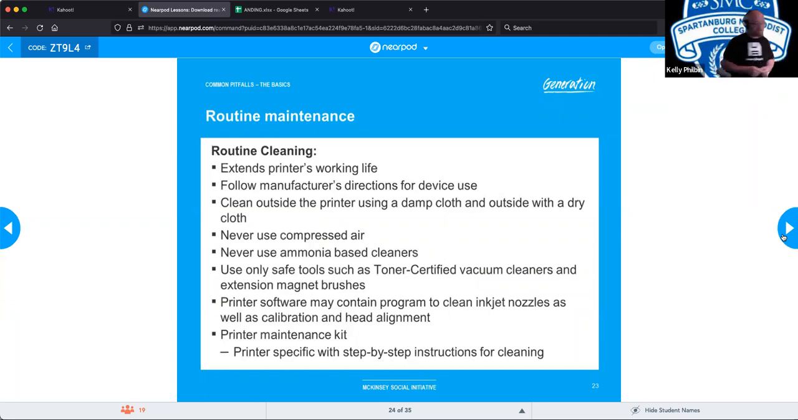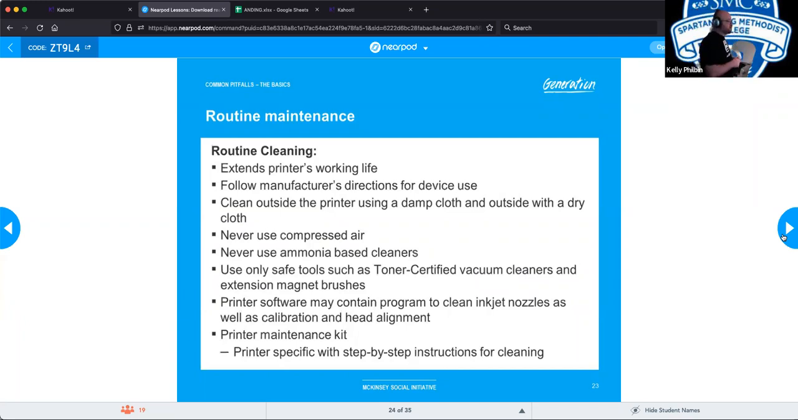You never use ammonia-based cleaners, because you can damage the printers irreparably, and only use safe tools. So if you're going to be cleaning up toner, they actually have toner certified vacuum cleaners and magnetic brushes to help clean all that stuff up.